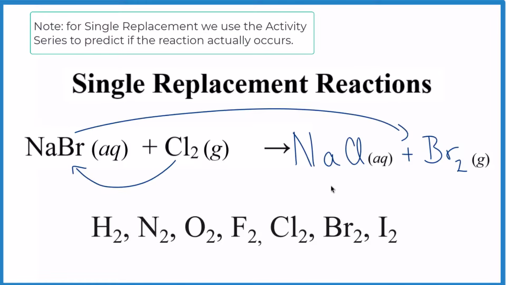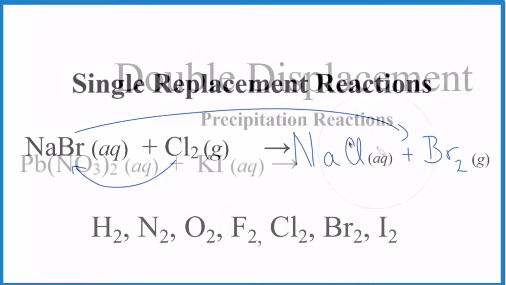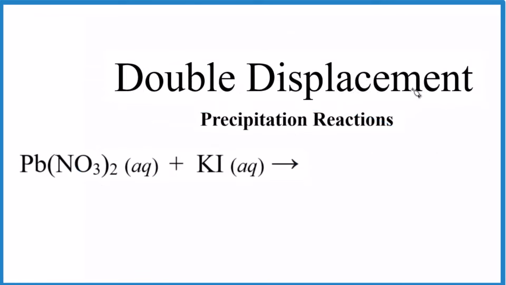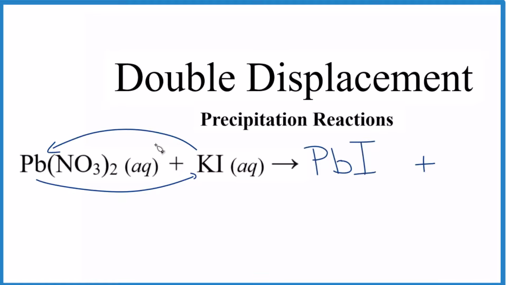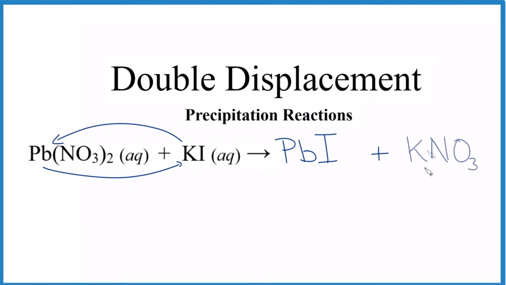Let's take a look at double displacement reactions now. There are two main types of double displacement reactions. The first, we're going to look at precipitation reactions. So here, the metals switch places. So the Pb is with the I, and the K goes with the NO3. In this case, we'll have PbI2 and the KNO3, that's fine.